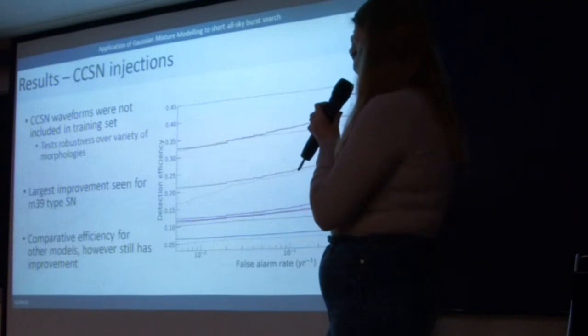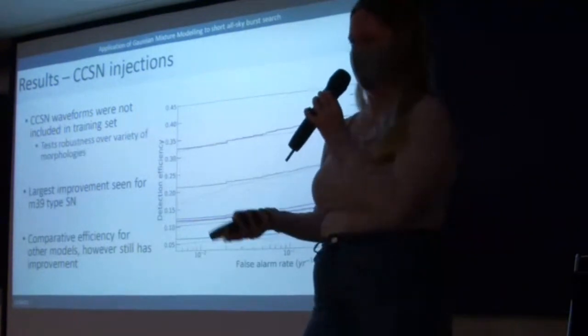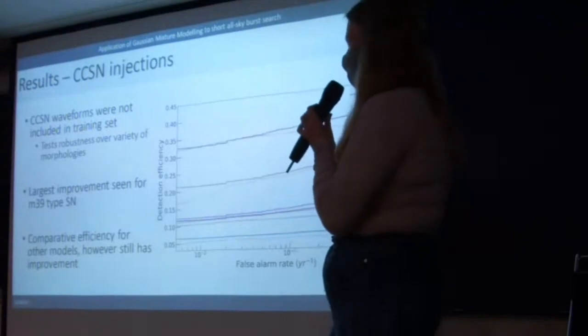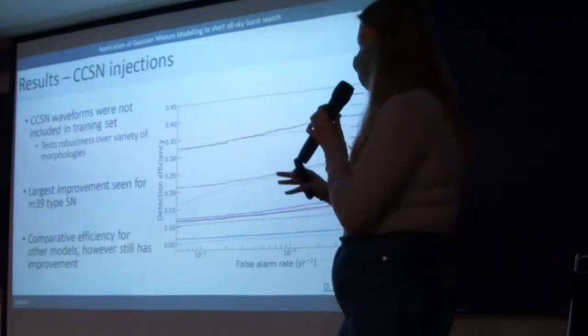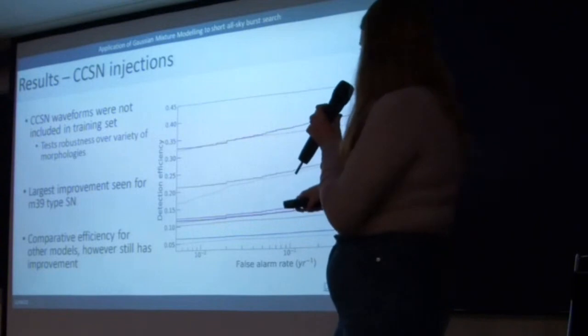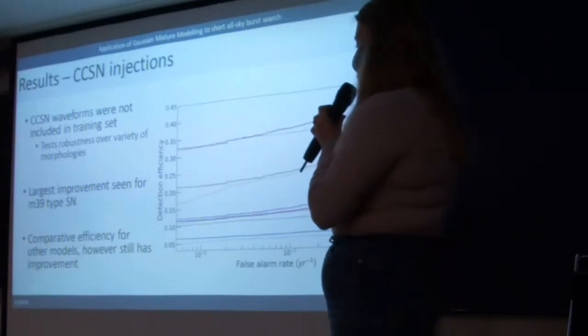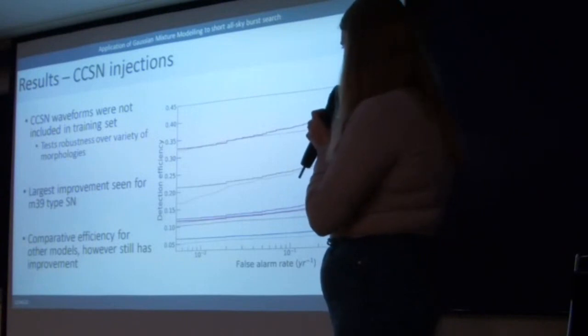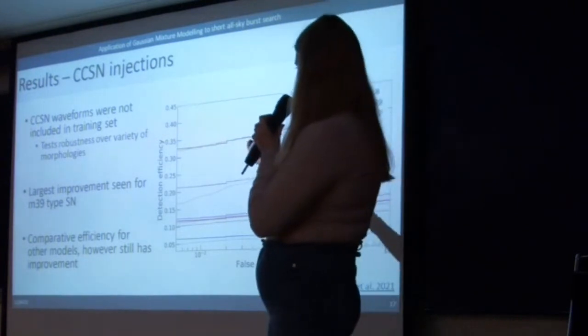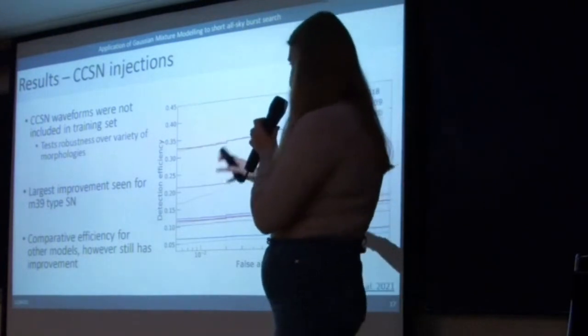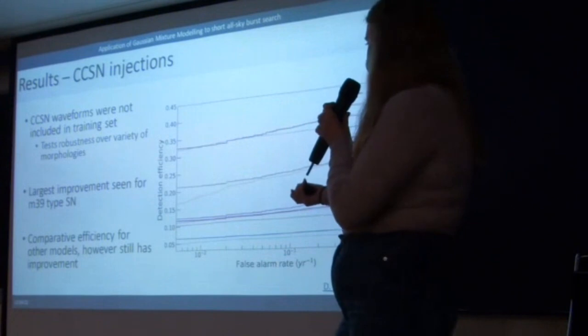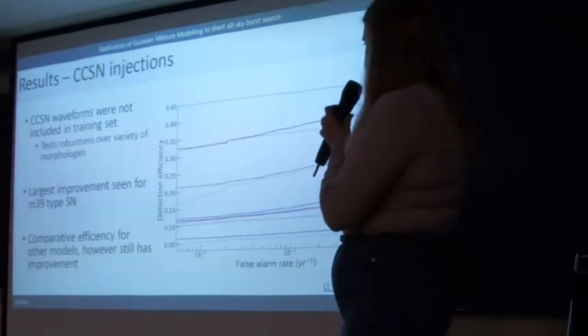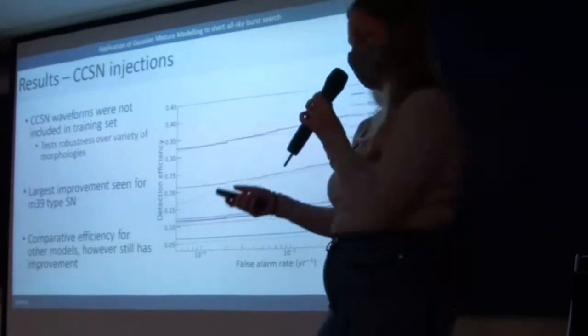So we also tested it on some core collapse supernovae waveforms. These weren't included in the training set, so it's a good test of robustness over a variety of waveform morphologies. You can see there isn't as much improvement here as the other waveforms. The largest improvement is seen in the M39 type supernovae at low FAR, sorry. And the rest of the models have either comparable efficiency or a slight improvement.